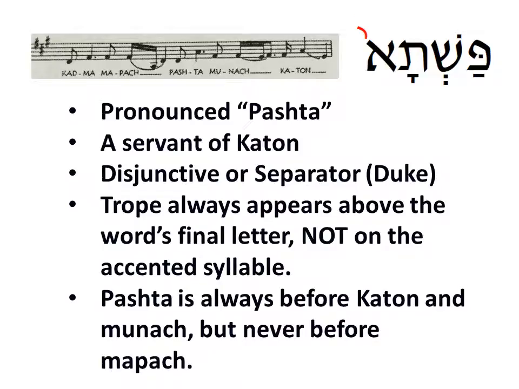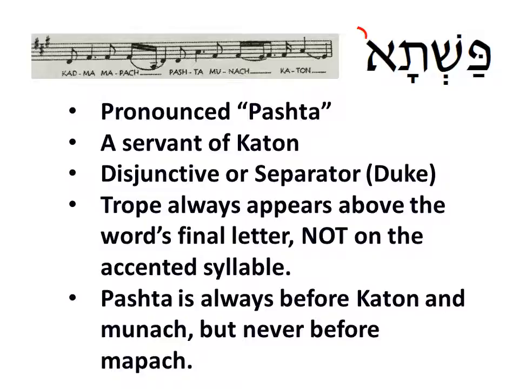Another trope that is also a disjunctive in this family is called Pashta. The Pashta has an apostrophe-looking trope mark, the red trope mark. It's pronounced Pashta. It's a servant of Katon, so it's not as much of a separator, although it is still a separator. It's a duke that falls in the Katon family, so you would pause a little bit after this, but it is part of the family.